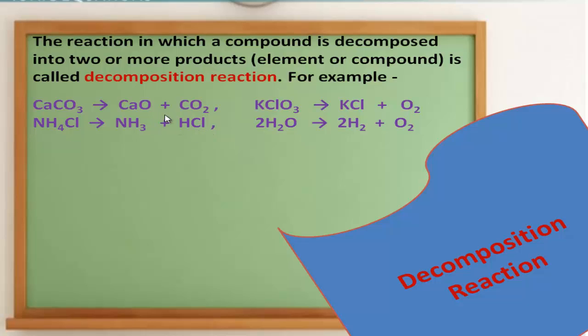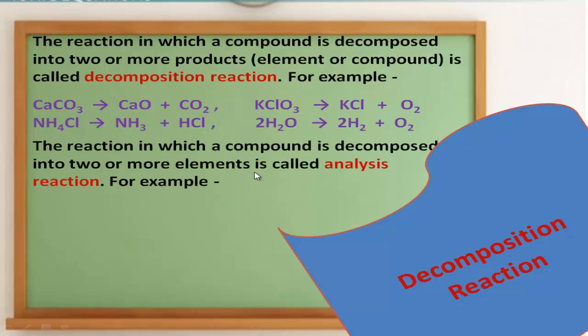Similar to addition reaction, there is also a special type of decomposition reaction which is called analysis reaction. What is this? The reaction in which a compound is decomposed into two or more elements is called analysis reaction. That means in these reactions the products will be only elements, not any compounds. For example, follow here. When water is decomposed into hydrogen and oxygen, there are also other examples here.